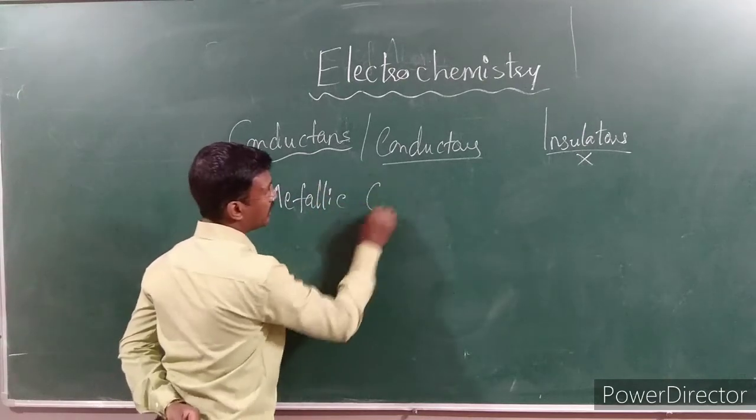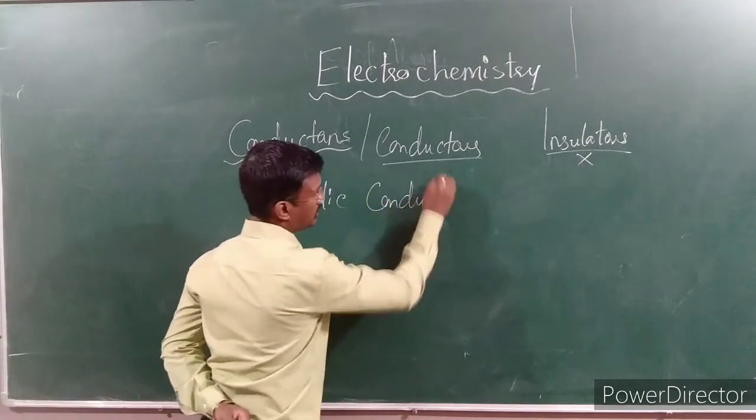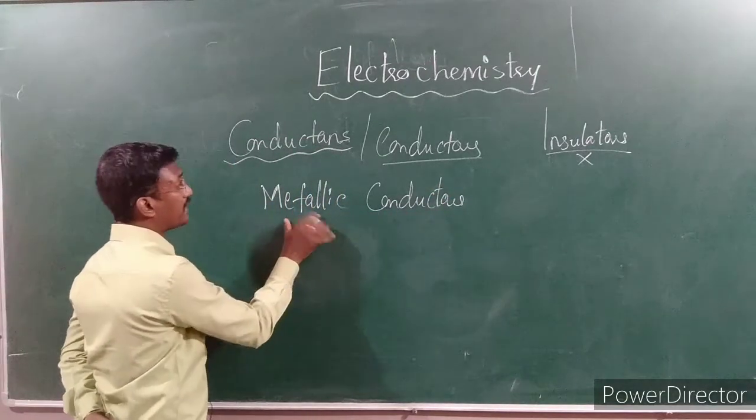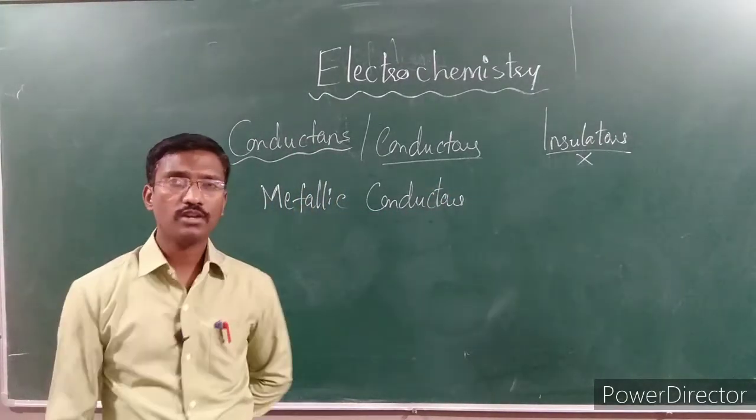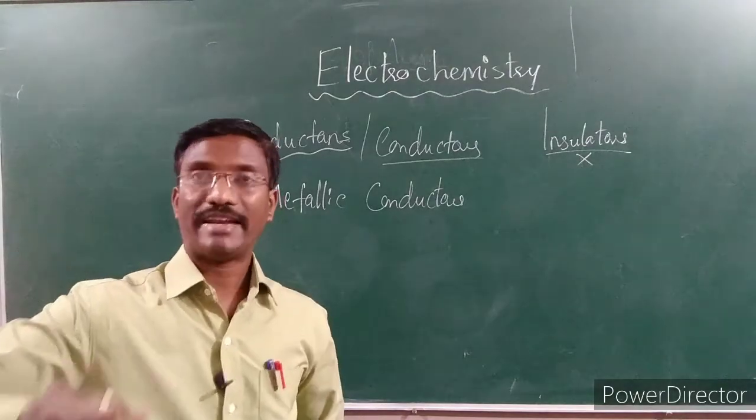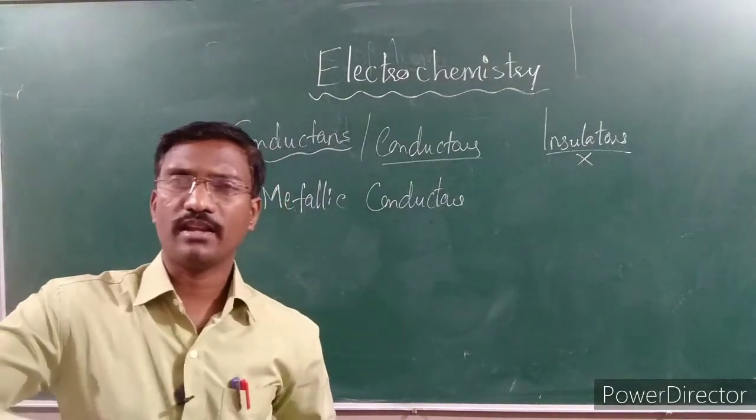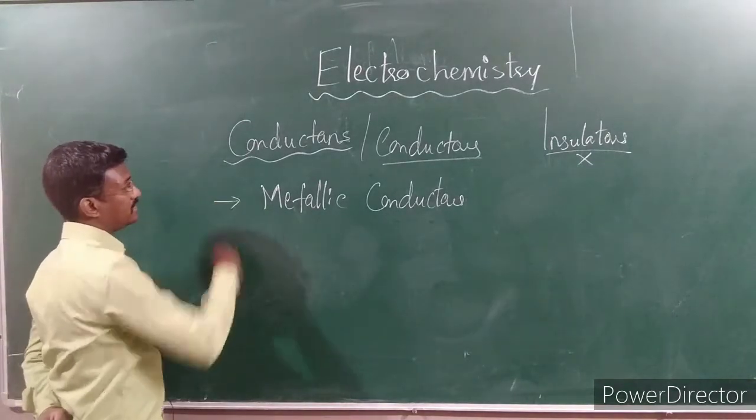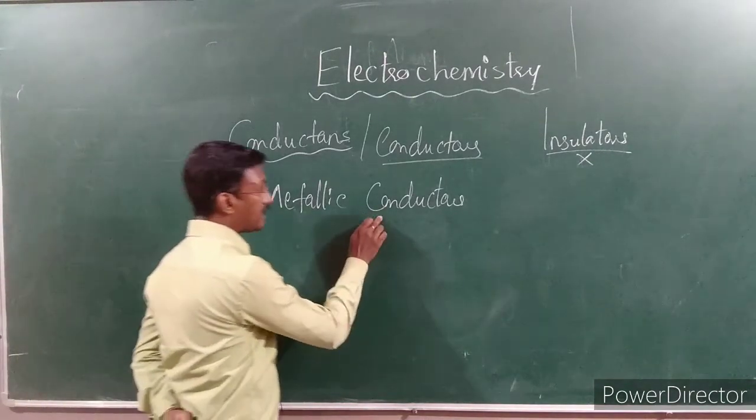So what is a metallic conductor? As the name says, here some substances conduct electricity in a metallic state. Metallic state means a solid. So all the metals, or some of the almost metals according to physics. If a metal conducts electricity, it is called a metallic conductor.